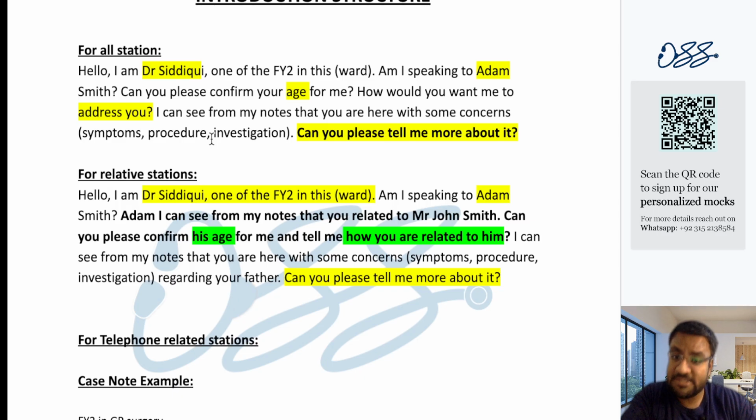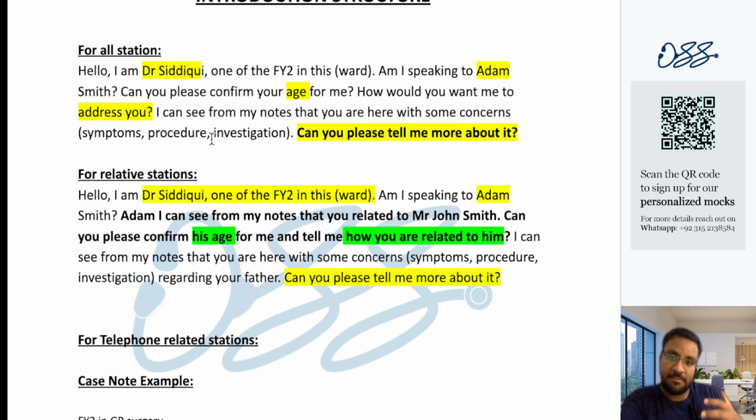What I want you to do is take out the pointers, take out the basics from it. What are the basics? Your identity, where you are, the patient's identity, the patient's age, the open-ended question, how they want to be addressed. All of these things are the basics.